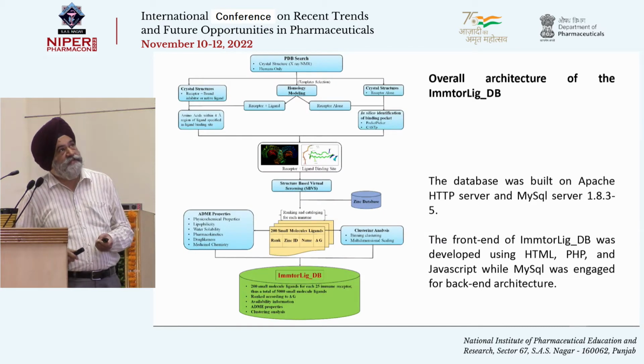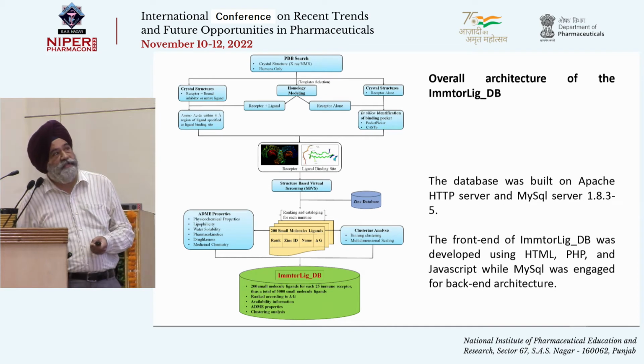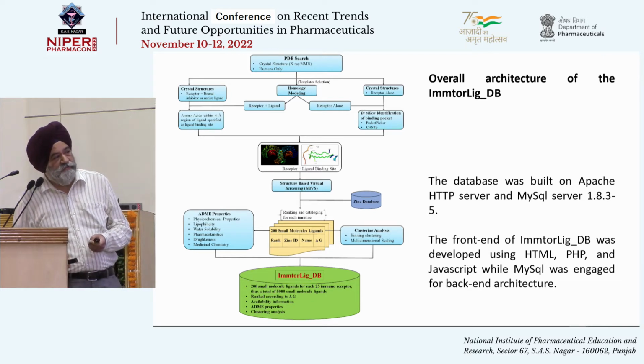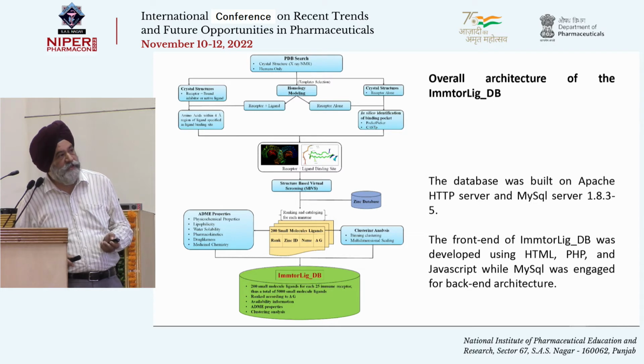And once you have this, you have an overall architecture of the repertoire that we call IMTECH-DB. This database was built using the Apache HTTP server. MySQL server, if people are interested, is used at the back end to store all the data and base information. The front end was HTML and PHP. This is the whole design of how we collected and analyzed this information, and all of it has been put into a repertoire or database called IMTECH-DB.